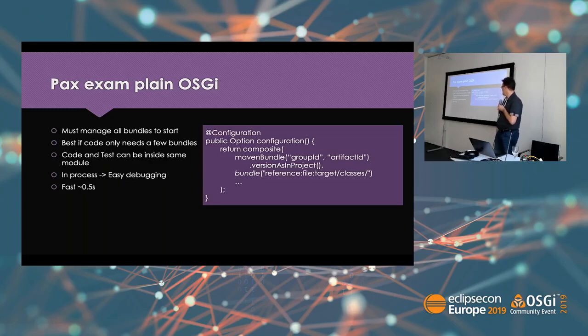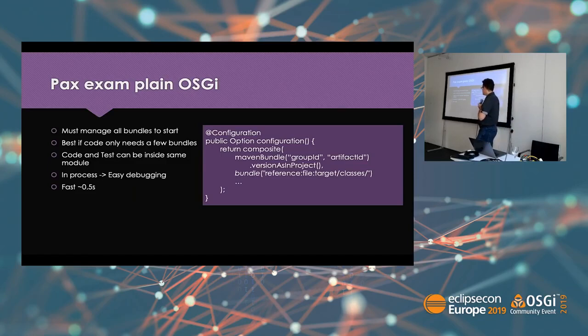And one other thing that I found recently is you can use bundle reference file target classes. This allows you to run directly without building a jar. You don't need to run your Maven build to create your jar. You can just directly from Eclipse start your test when you do changes in your code, and it instantly works. So this is a very fast way. These tests are normally even a bit faster than the BND testing, but as you see, if you specify each Maven bundle, it's a bit more effort to set it all up.